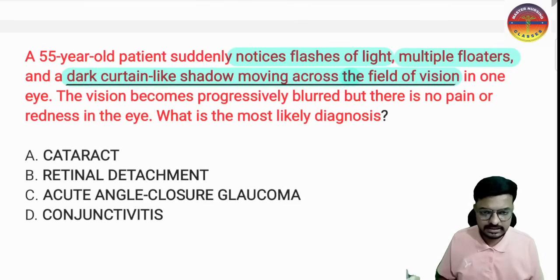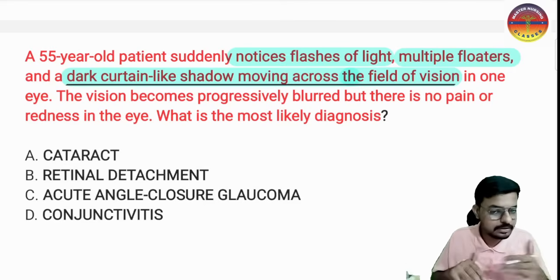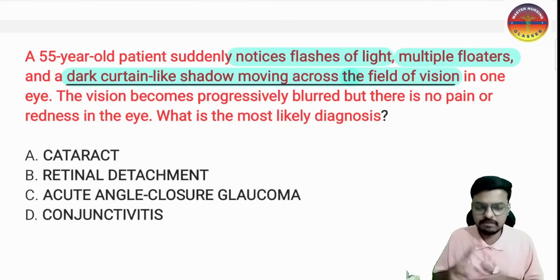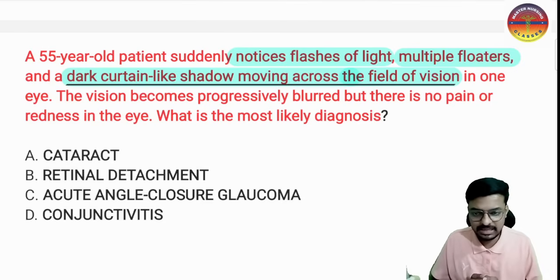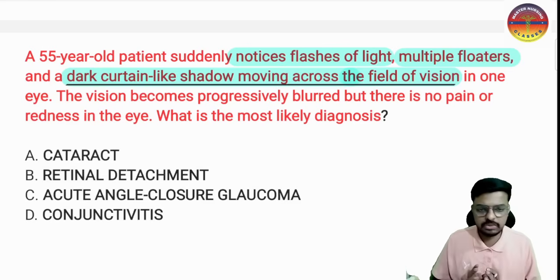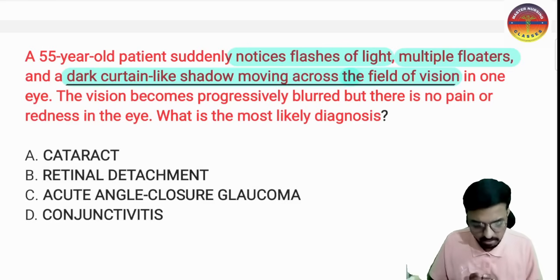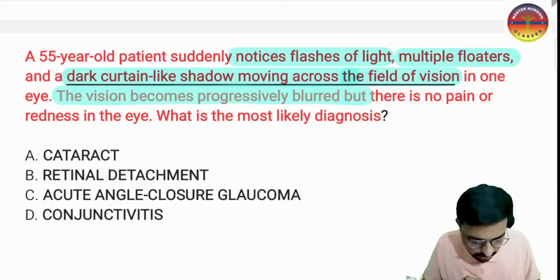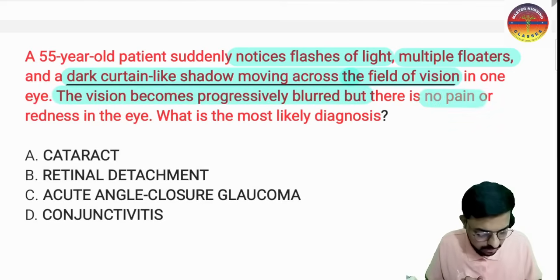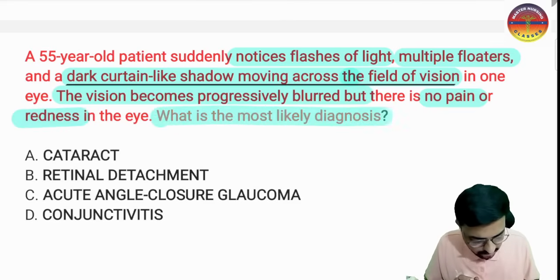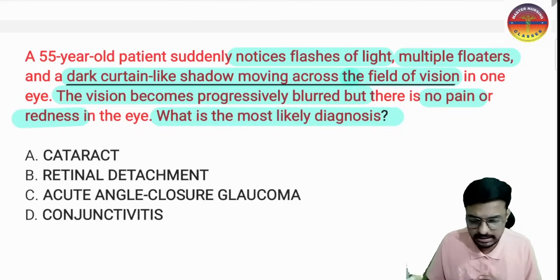Where we see the window curtain, how it will float like this, like that only our retina is detaching from the choroid and floating like this. In retinal detachment, the classical clinical picture is the curtain-like shadow moving across the visual field. In one eye it is happening like this. The vision becomes progressively blurred, but there is no pain and no redness in the eyes. What is the most likely diagnosis?